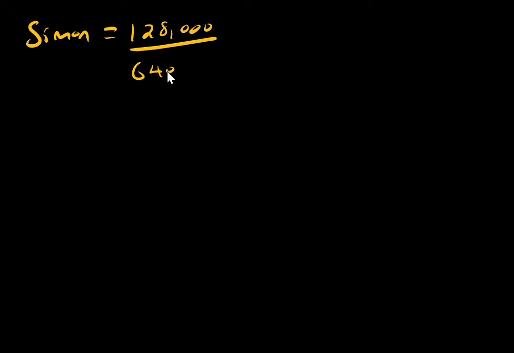So the percentage for Simon. Simon received 128,000, so it will be 128,000 over the total share, which was 640,000, multiplied by 100. So we're converting into a percent. If you multiply that, you'll see that for Simon, it is 20%.